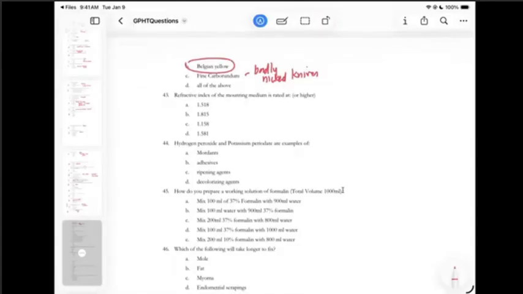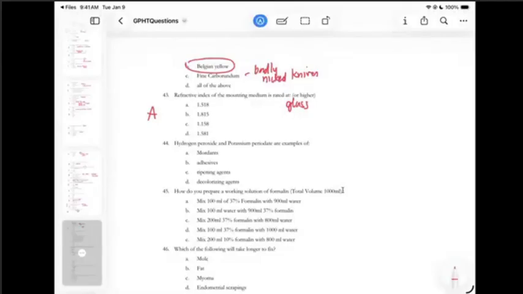Okay, number 43, the refractive index of the mounting medium is rated at? For a good mounting medium, the clarity or refractive index should be close to glass. The value of the refractive index of glass is around 1.518. For you to say that the mounting medium is of good quality, it should be close to this value, 1.518. So for number 43, this is letter A.